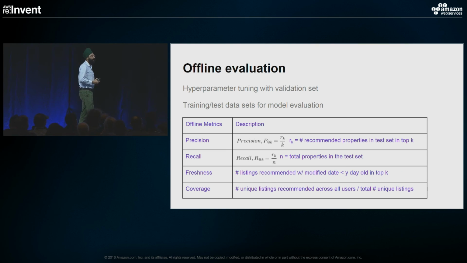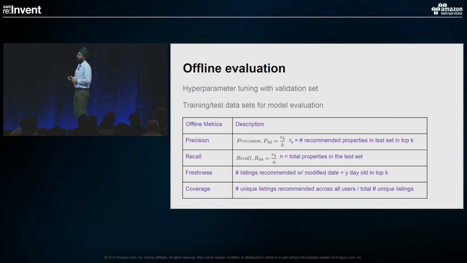For offline evaluation, there's a fairly common set of metrics we look at. We have a validation set where we optimize the hyperparameters, do the hyperparameter tuning, and then we have training and test data sets. Essentially you go back in time: from today, the past week of data would be your test set, and the week before will be your training set, and then you keep going back in time as far as you want to go.